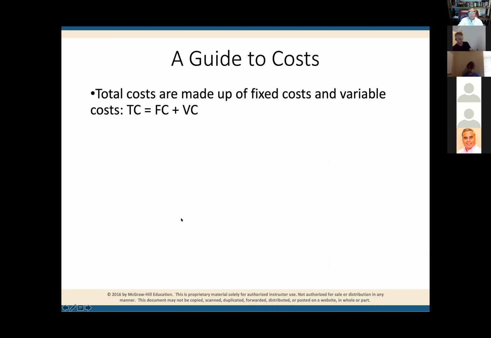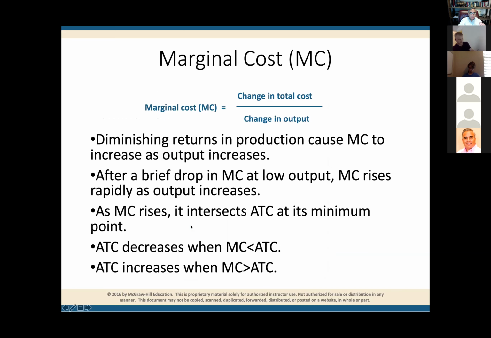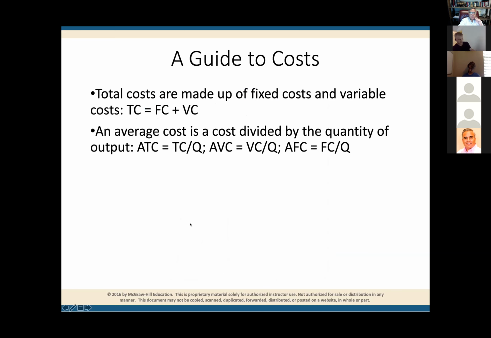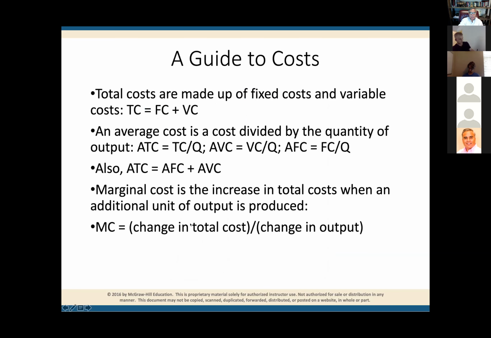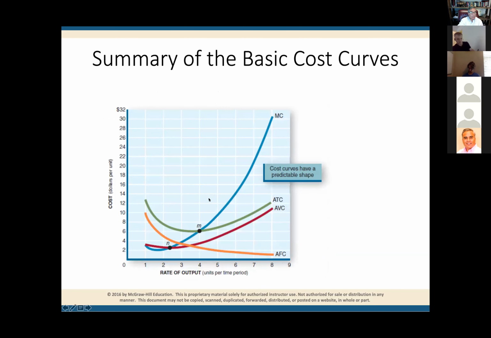So now, let me come back right here. Again, this is a repetition of the things that we are learning. So this is where I wanted to go. The marginal cost always will intersect the average total cost at its lowest point. Just keep that in mind. It's going to be over and over again. The additional cost will always intersect the average total cost at its lowest point.